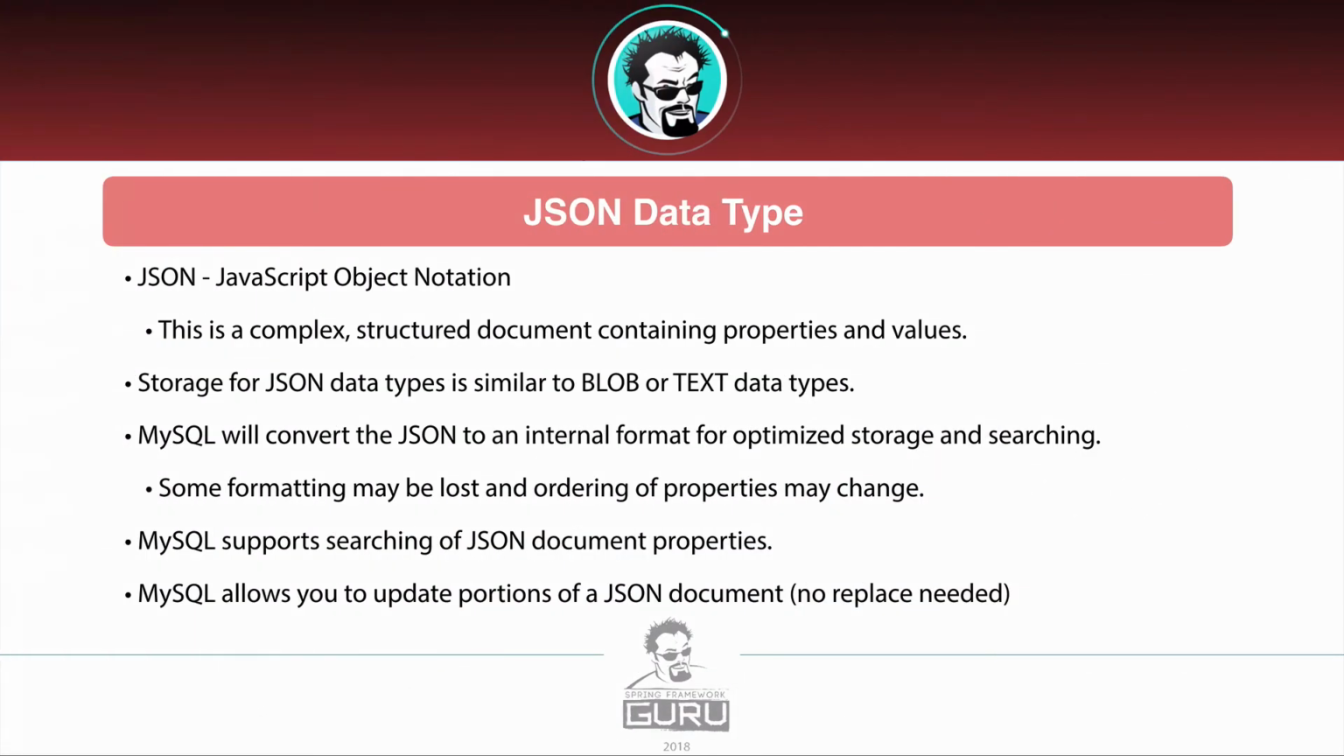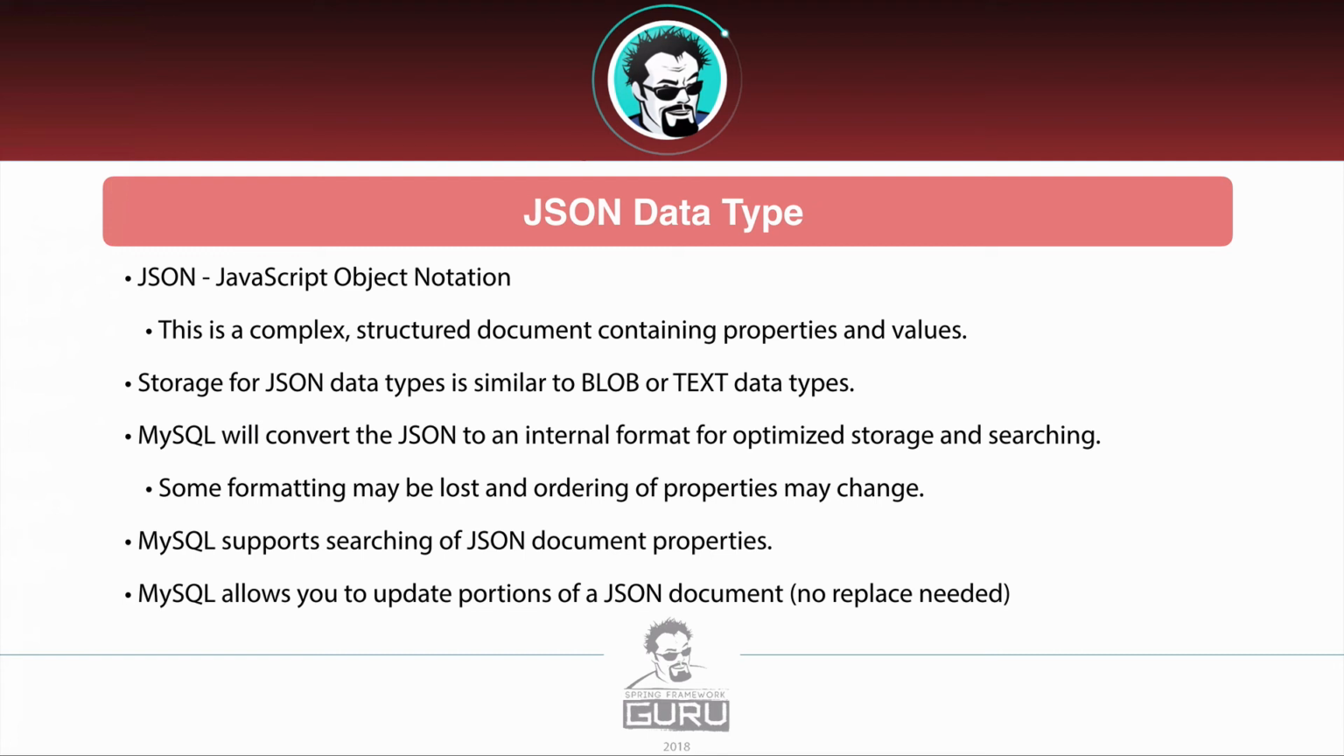Next up, we have the JSON data type. So JSON stands for JavaScript Object Notation. So this is a complex structured document which contains properties and values. And I do have an example to show you on the next slide here. And the storage of a JSON document is going to be very similar to a blob or text data type as far as how much is going to be consumed inside the database.